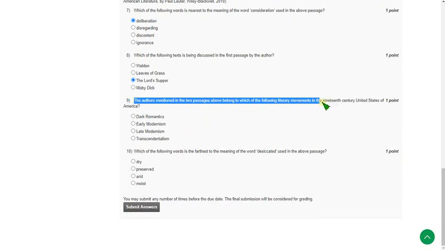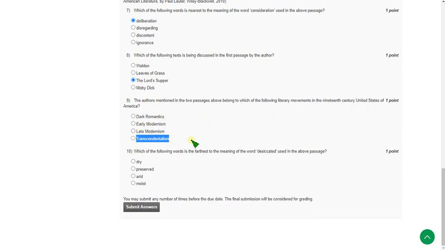literary movements in the 19th century United States of America? So for the ninth question, the answer is the fourth option, transcendentalism. It's too lengthy, right? And moving on to the final question, that is the 10th one.